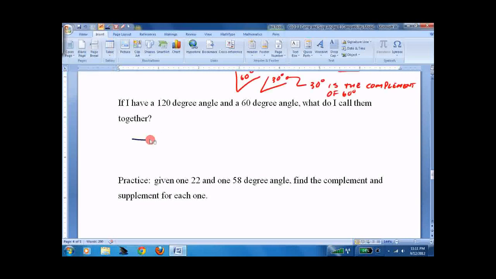Same exact problem, except what if they add up to 180 degrees? So 120 degrees and 60 degrees. 120 plus 60 equals 180. So we call them supplementary angles. There's no rhyme or reason why we use complementary and supplementary. We just do. You actually have to memorize them, but it's not that hard.